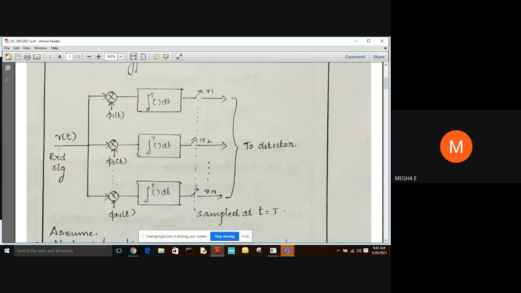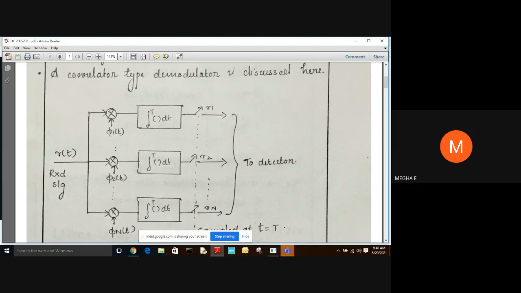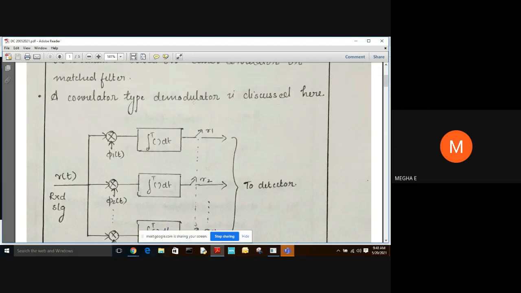Here we have a received signal r(t), and this is φ1(t), φ2(t), and φn(t). So r(t) is given to a product modulator, and r(t) is multiplied by φ1(t), φ2(t), and φn(t). This product modulator is followed by an integrator, which integrates over the interval 0 to T. A product modulator followed by an integrator is nothing but a correlator. So the signal demodulator used here is a correlator type demodulator.